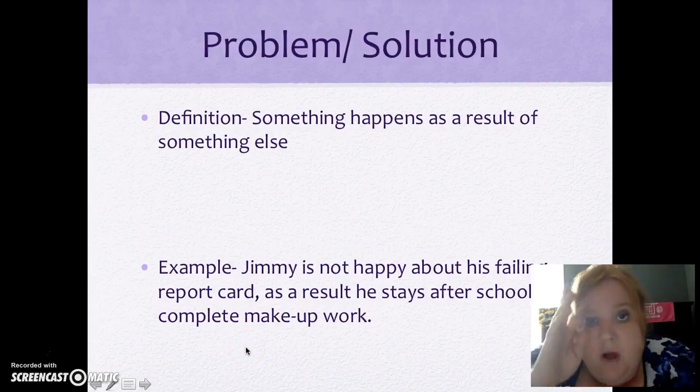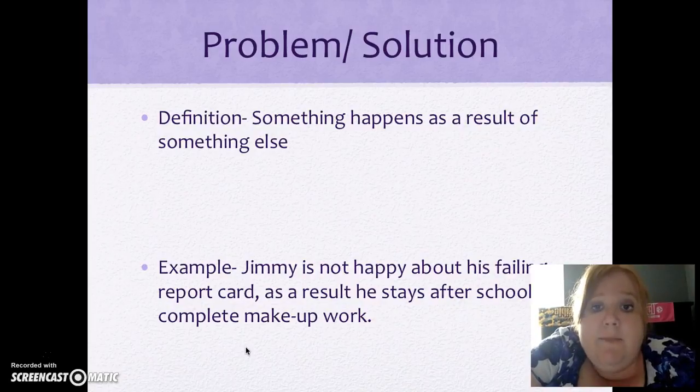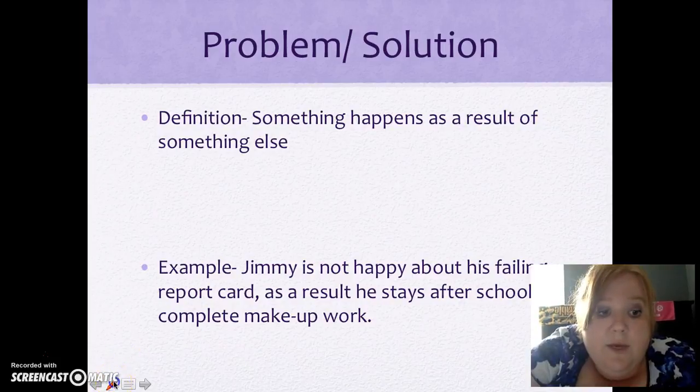The next one we have is problem solution, another one oh so common to us in class. A definition is that something happens as a result of something else. For example, Jimmy is not happy about his failing report card. As a result, he stays after school to complete makeup work. You can use keywords in a passage or a sentence to understand what kind of text structure. The key here is going to be as a result, as a solution. So we can see that the problem and then the solution have occurred in the same sentence.